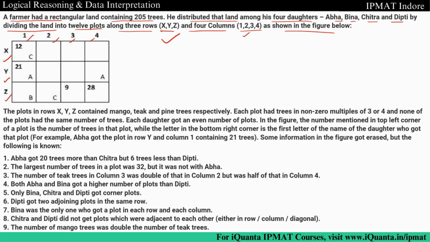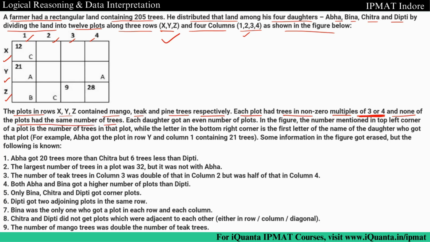Let's read further. The plots in rows X, Y, Z contain mango, teak and pine trees respectively. So row X has mango trees, Y teak and Z pine trees. Each plot had trees in non-zero multiples of 3 or 4. So this is very important. Every plot will have trees in non-zero multiples of 3 or 4. And none of the plots had the same number of trees. We also have to make sure that we'll not put the same number of trees in any 2 plots.